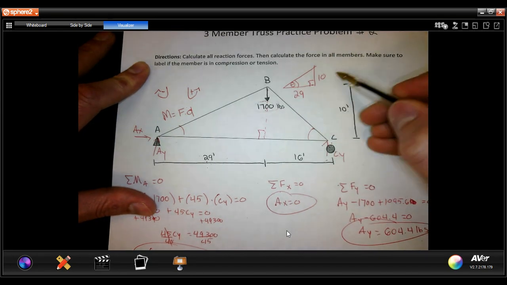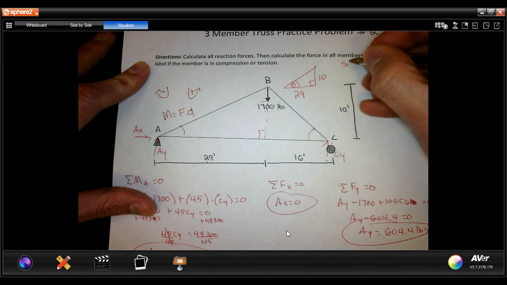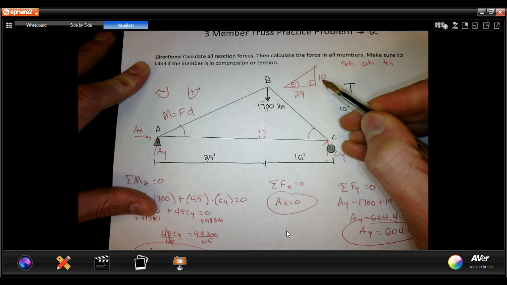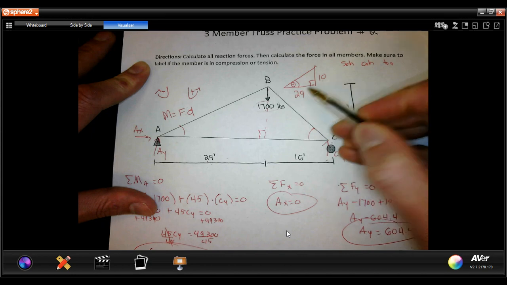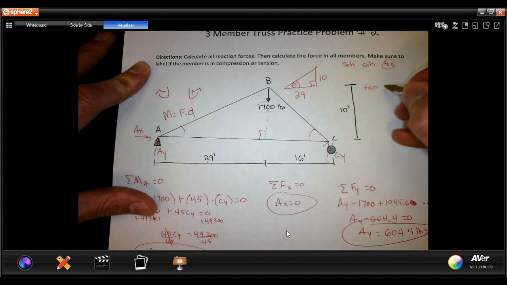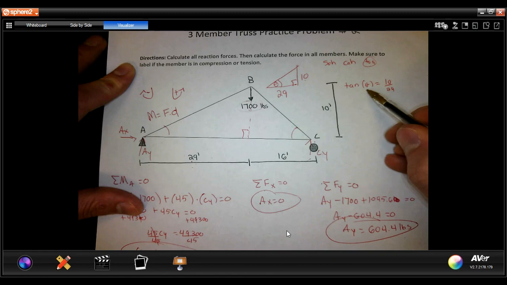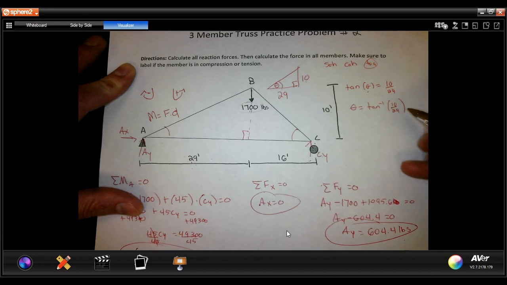So this is where, if you write down SOHCAHTOA, because you have 10, which is the opposite, and 29, which is the adjacent, we're going to end up using tangent. To write the trig ratio, tangent of theta is equal to 10 over 29. But then you need to solve for the angle. To solve for the angle, you need to use inverse trig of 10 over 29.